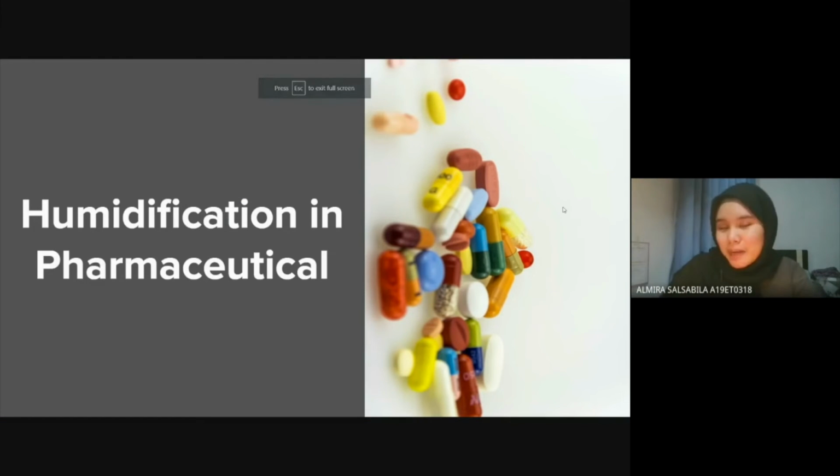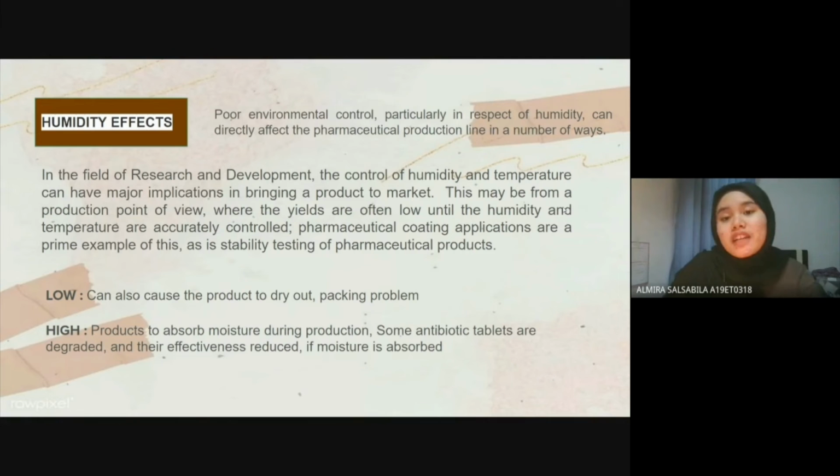Hi, so in this part, I'm going to explain the humidification effects in the pharmaceutical industry, especially its effect on pharmaceutical products, such as tablets or other things. Poor environment control, particularly with respect to humidity, can directly have an effect on pharmaceutical production in a number of ways. Based on research and development, the control of humidity and temperature can have a major implication on the product as it goes to the market.